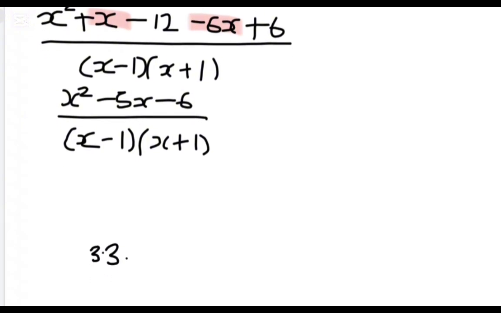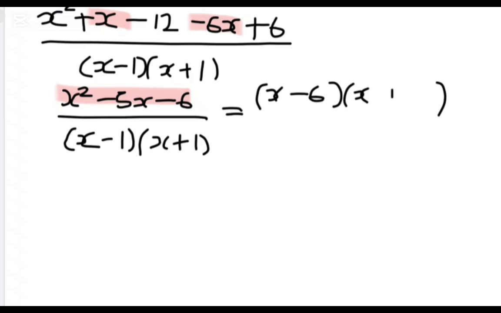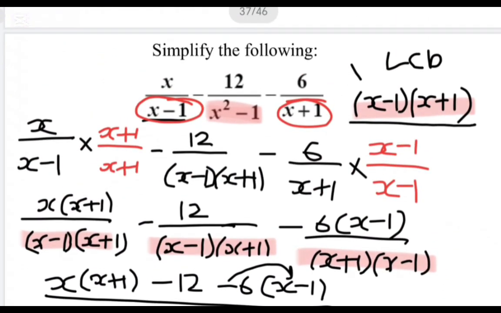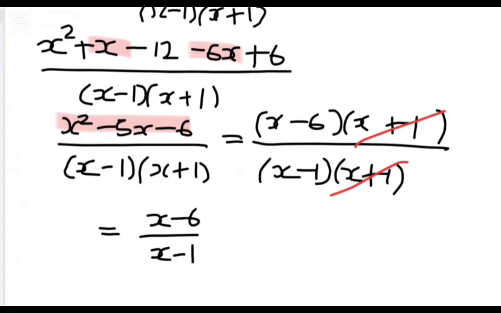Now we're going to look for the factors. We're going to simplify this. This is a trinomial. So here we're going to have x and x, and then the factors of 6 that can give us negative 5 are negative 6 and plus 1, divided by x minus 1 and x plus 1. Now we can cancel this out, and we're going to be left with x minus 6 divided by x minus 1. I hope this video helps you to see how to simplify when we have more than 3 fractions.